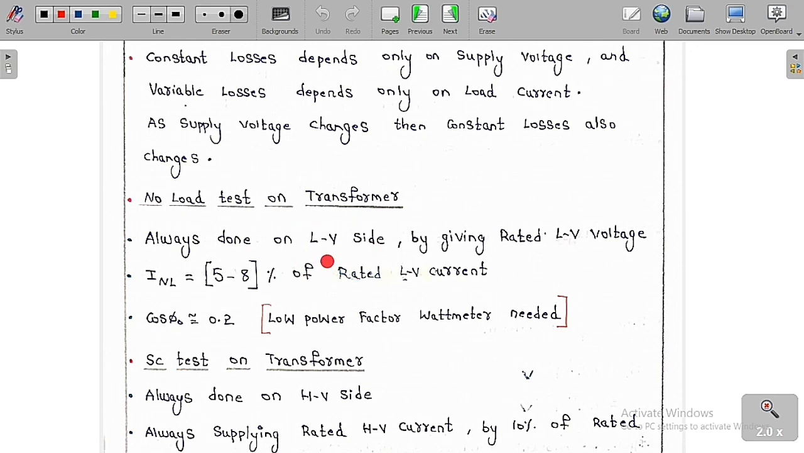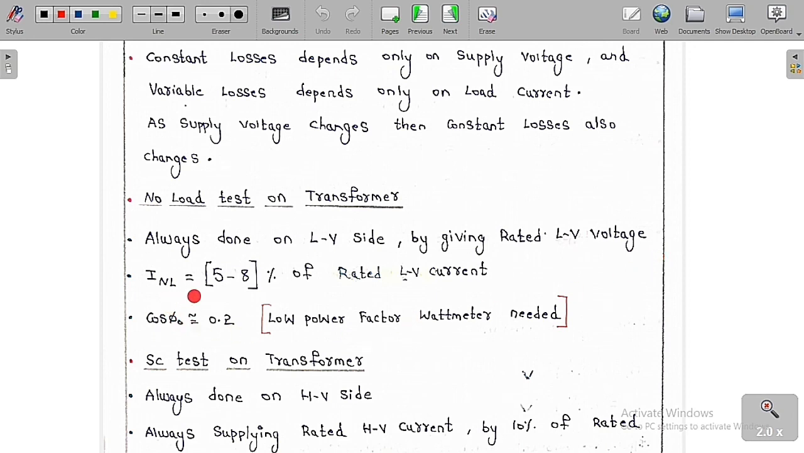So we can easily measure with the help of a voltmeter. And whatever current is present in this no load test is called the input, or no load current. It always depends on the LV side, by giving the rated LV voltage. So on the LV side we give the rated LV voltage, and the HV winding is open circuit.